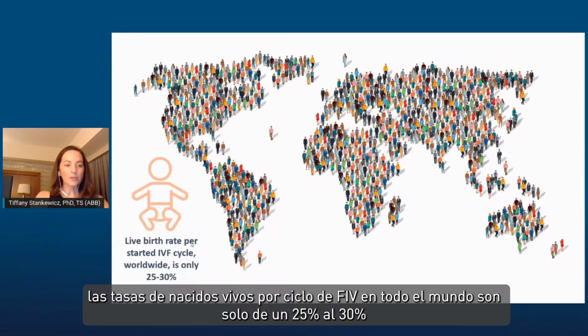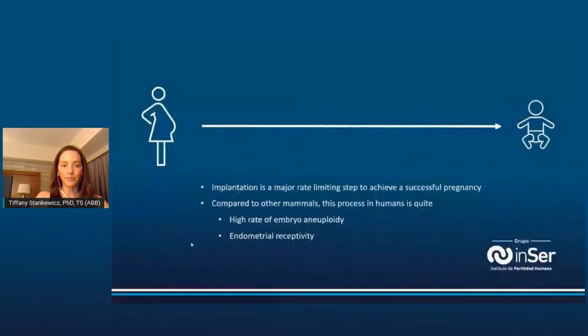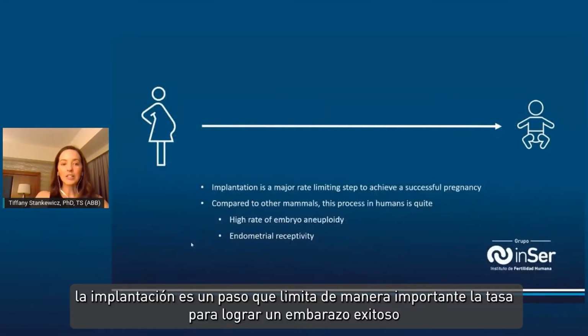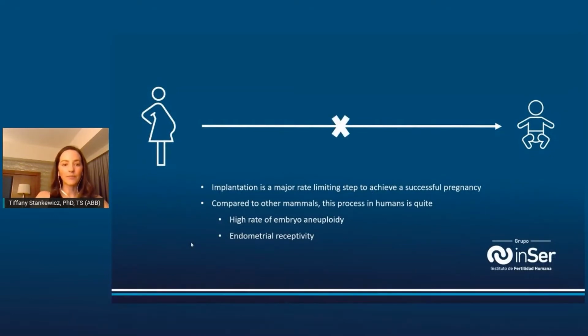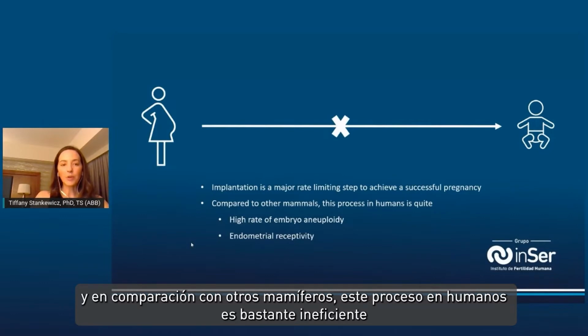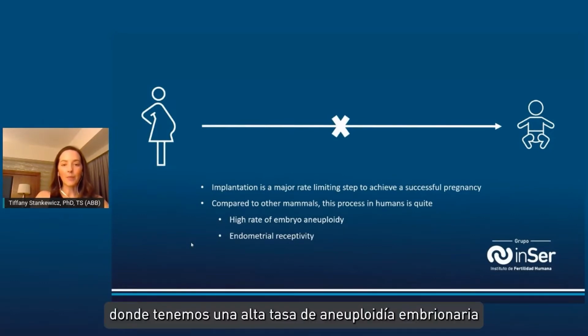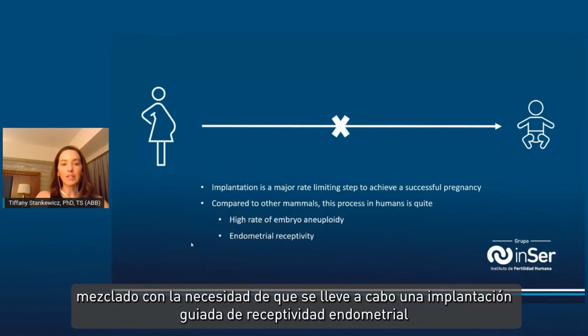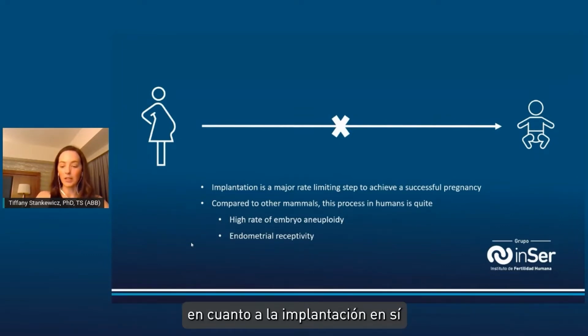Live birth rates per started IVF cycle worldwide is only about 25 to 30%. Implantation is a major rate-limiting step to achieve successful pregnancy. Compared to other mammals, this process in humans is quite inefficient, where we have a high rate of embryo aneuploidy mixed with the need for endometrial receptivity guiding implantation to take place.